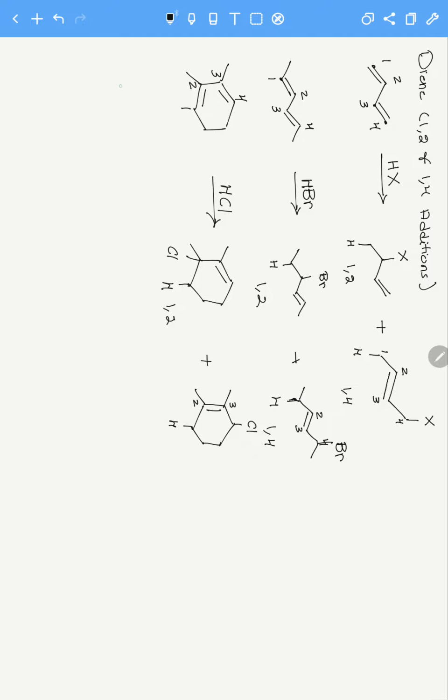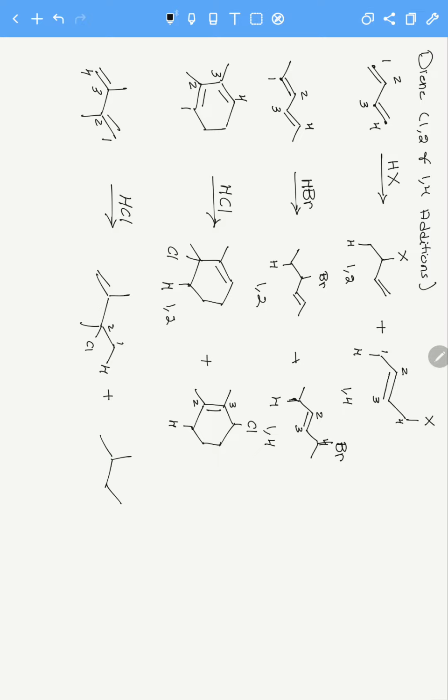Let's take one more example. Let's say we were given this diene, again with HCl. It doesn't really matter how you start. Let's see, 1, 2, 3, 4. My first product could be obtained by just putting hydrogen here and Cl here. And this is the 1,2 product.